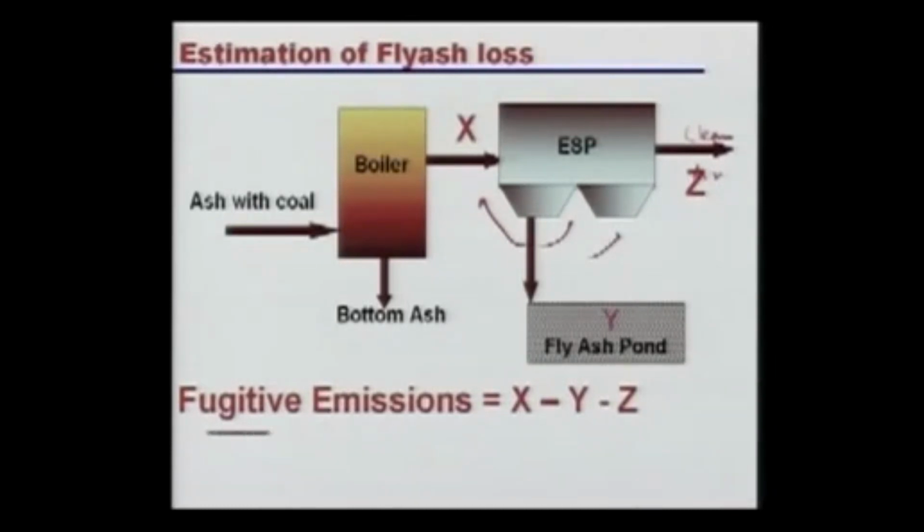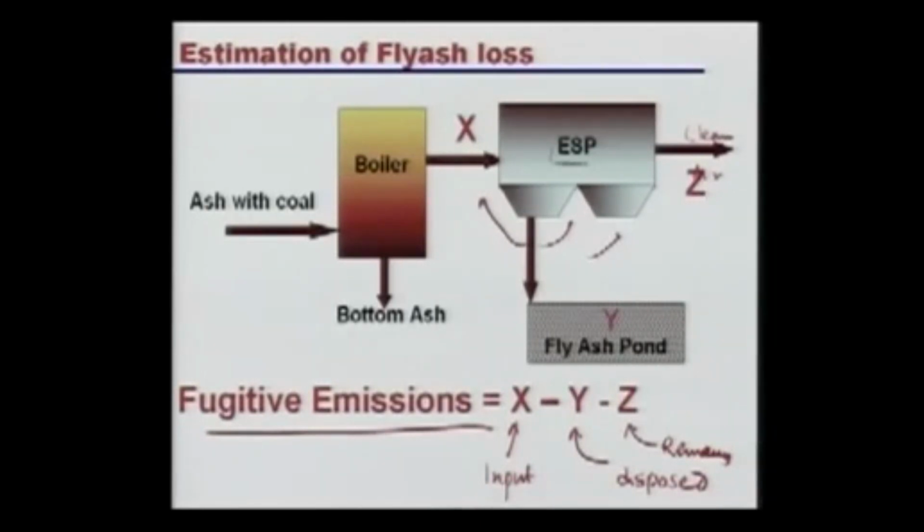Okay, so fugitive emissions can be estimated as follows. X was the total input, Y is what went to the ash pond (disposed), and Z is what went to the chimney, the remaining portion. Whatever is the difference between the input and disposed will be the emission that is occurring from the bottom of the ESP.